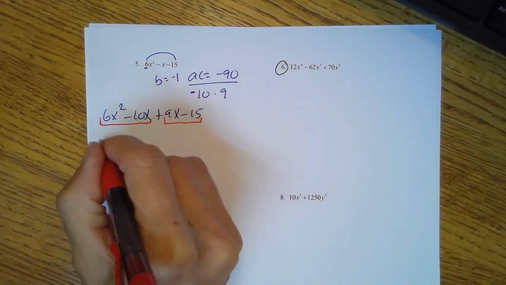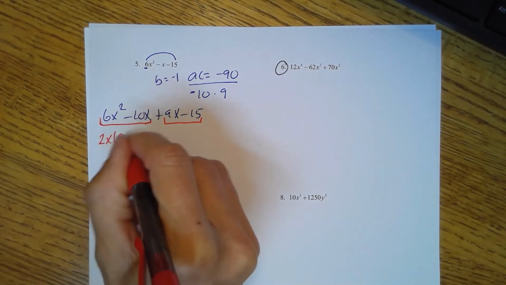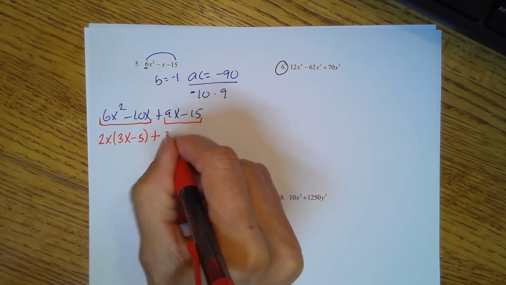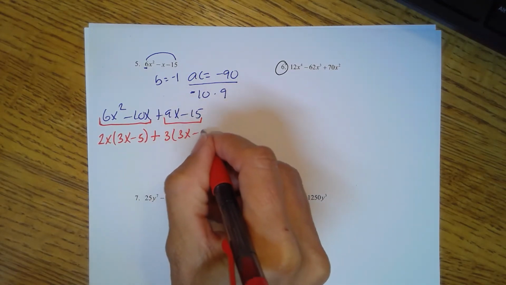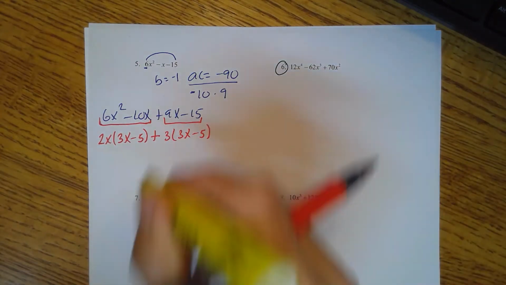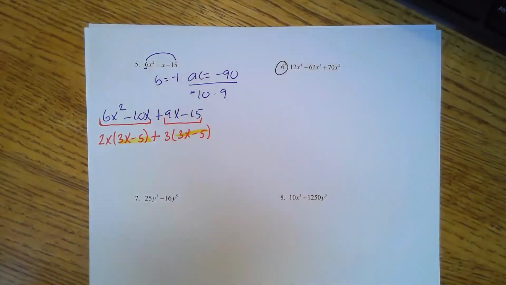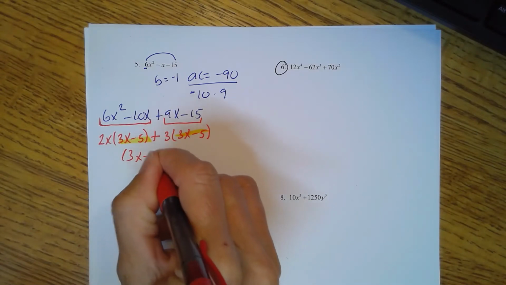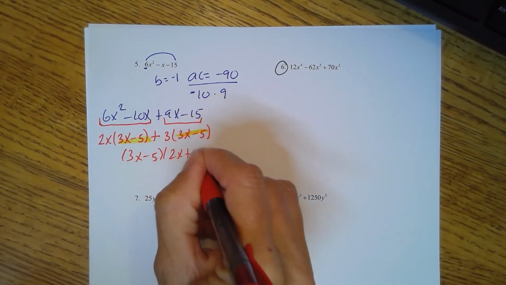What's in common with the first 2 is a 2 and an x, and I'm left with 3x minus 5, plus sign in between. What's in common with the next 2 is a 3, and I'm left with 3x minus 5. If these are not the same, you've done something wrong. These are the same, so we'll take out the 3x minus 5, and we're left with 2x plus 3.